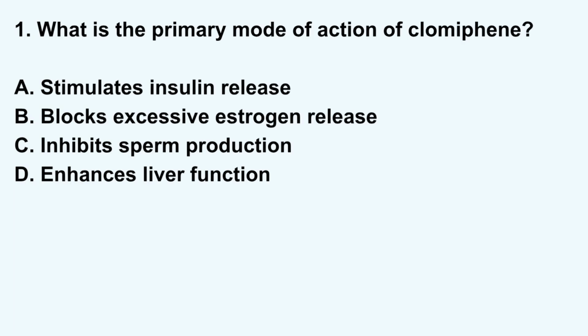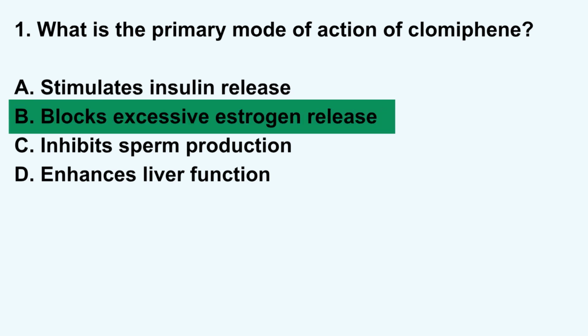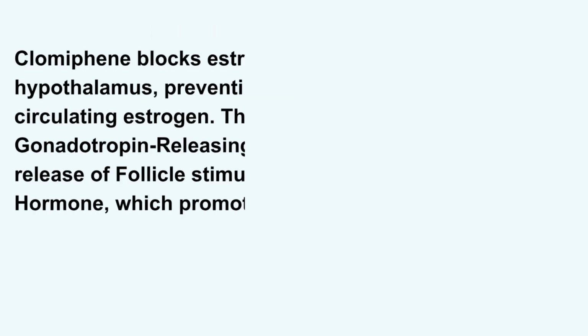What is the primary mode of action of clomiphene? A. Stimulates insulin release. B. Blocks excessive estrogen release. C. Inhibits sperm production. D. Enhances liver function. Correct answer is B. Blocks excessive estrogen release.